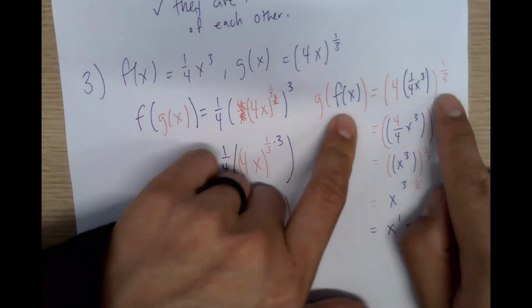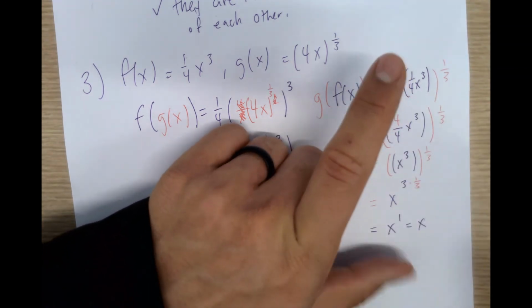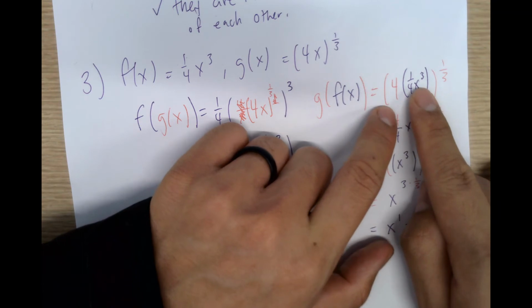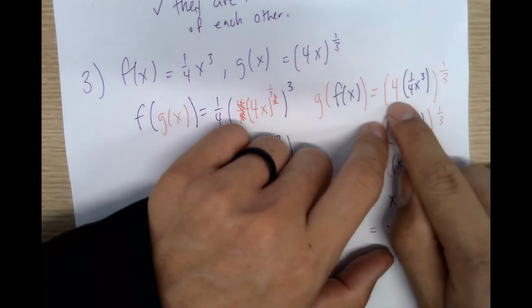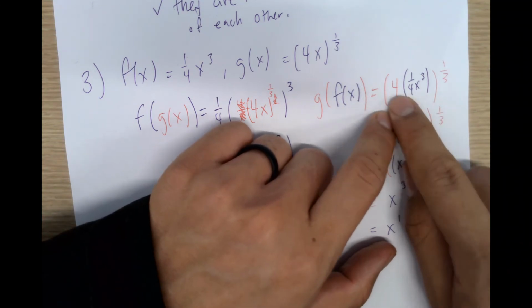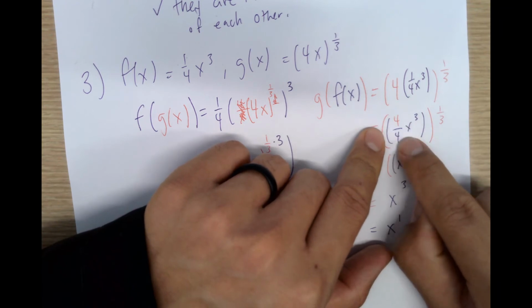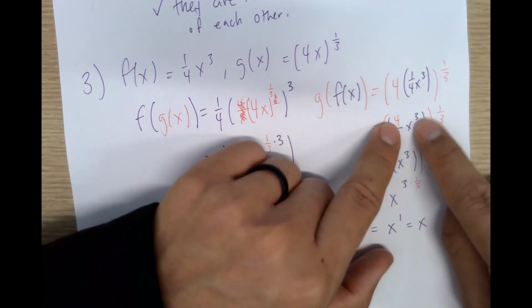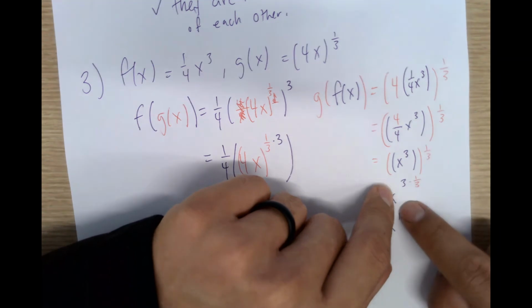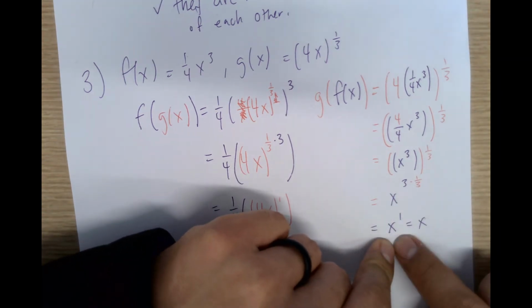This second one is parentheses 4 times 1/4 x to the third, to the 1/3 power. We have to deal with everything inside the parentheses first. 4 times 1/4 is just 1, so 4 divided by 4 is equal to 1. And then we just have the x third. And then x third again to the 1/3 power is equal to x to the first power, and that's equal to x.